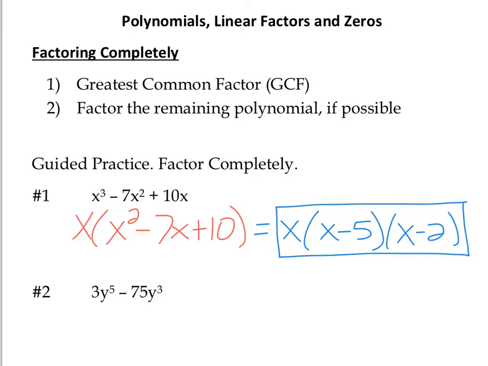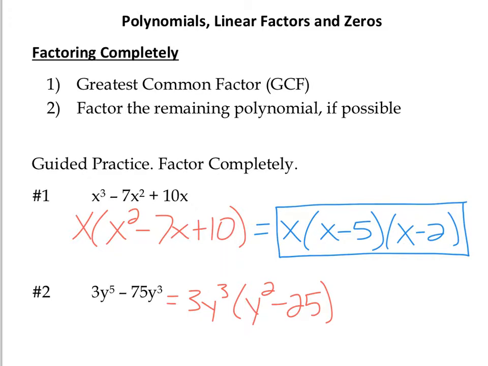If we look at the next example, we can factor a 3y to the third out of both of those terms. We'll be left with a y squared, because if I take y to the third away from this, I have two y's left over, y to the second. And I can factor 3 out of the 3 and the 75. When I do that, my second part of my binomial here is going to be minus 25. So I have 3y to the third, and then in parentheses, y squared minus 25.